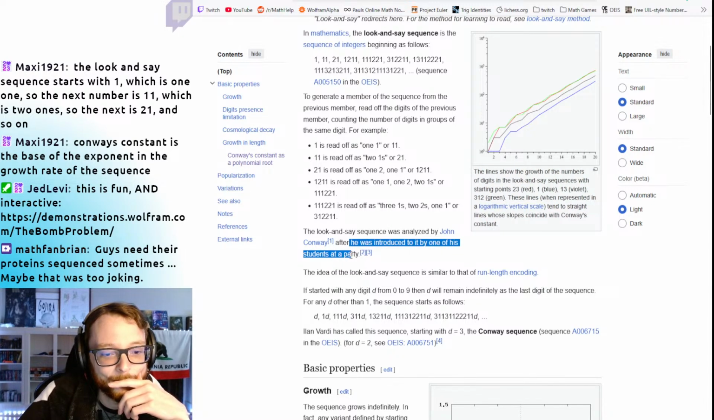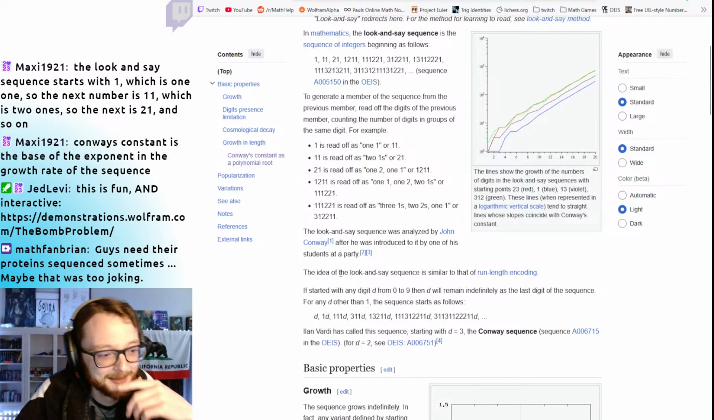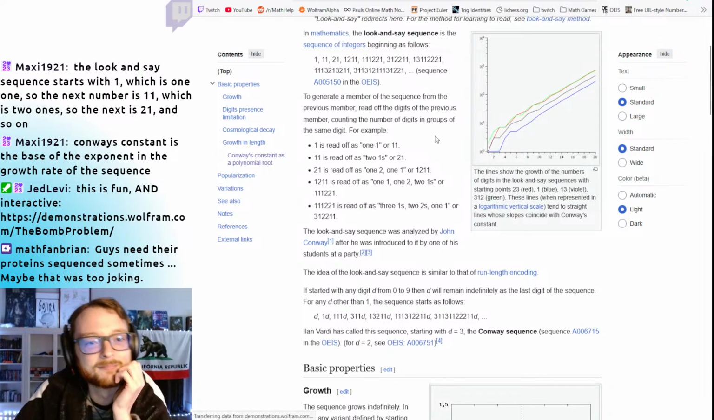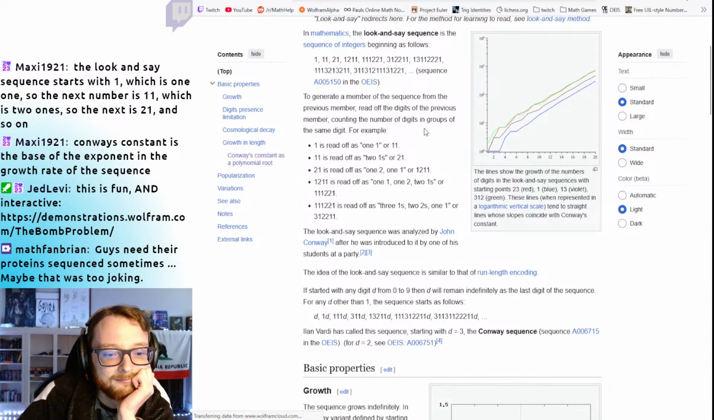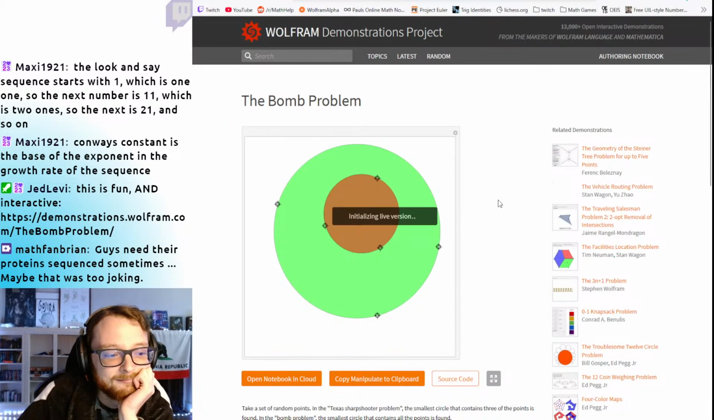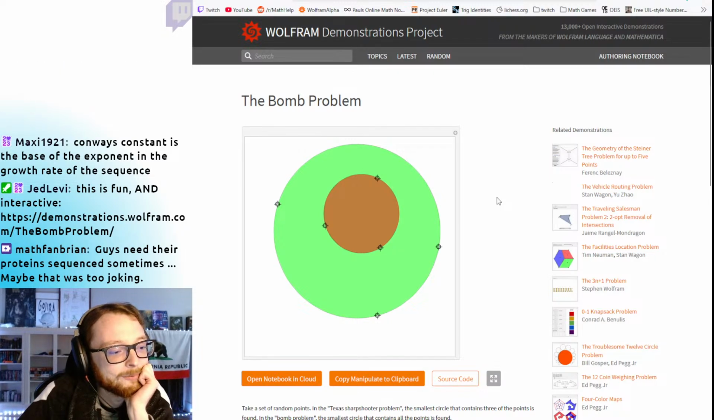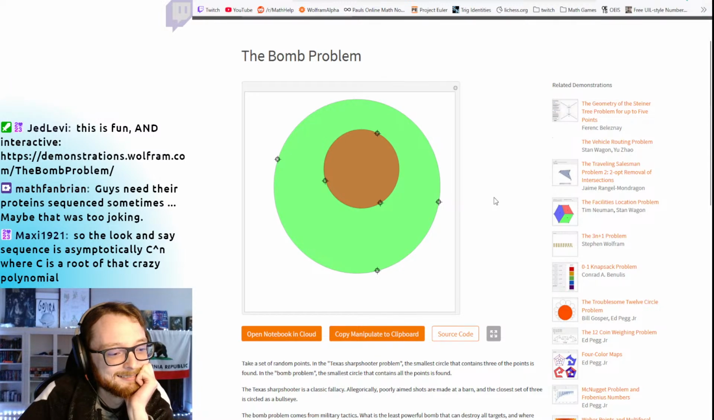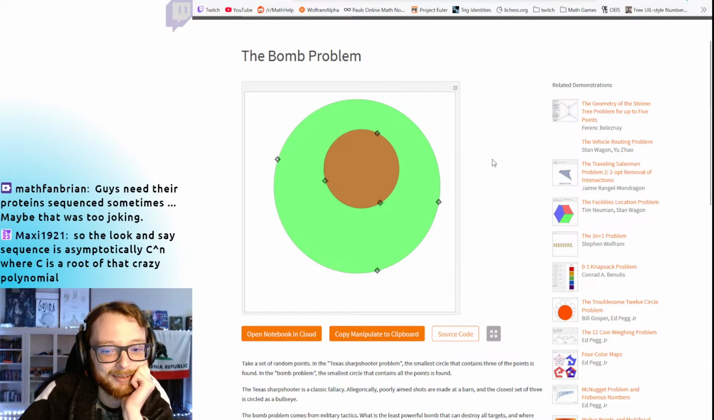Introduced to it by one of his students at a party? Professor going to the parties? That's interesting. The look and say sequence is asymptotically c to the n, where c is a root of that crazy polynomial. It's interesting. It's exponential. That's kind of crazy.